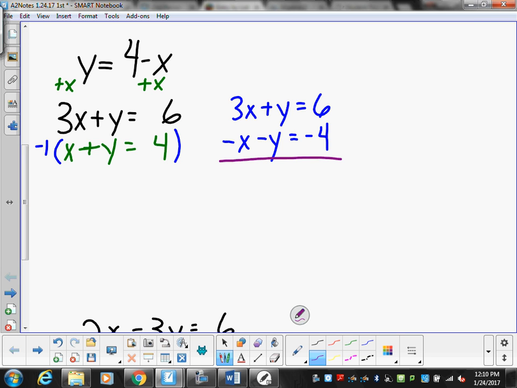Now if I've got opposite coefficients on the y, I'm going to add my two equations together. So 3x minus x is 2x, and 6 minus 4 is 2. So that simply becomes x equals 1. This is to show you that sometimes you've got to move the variables around in the first problem to be able to solve it.